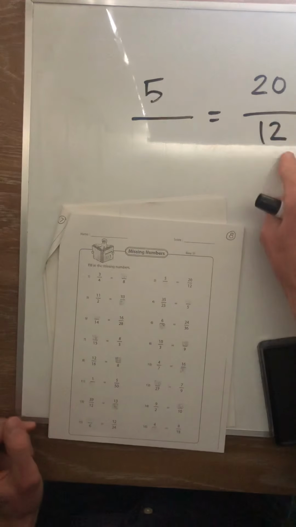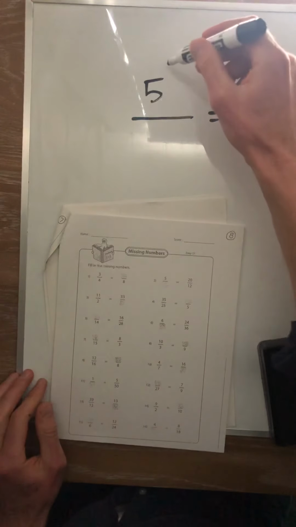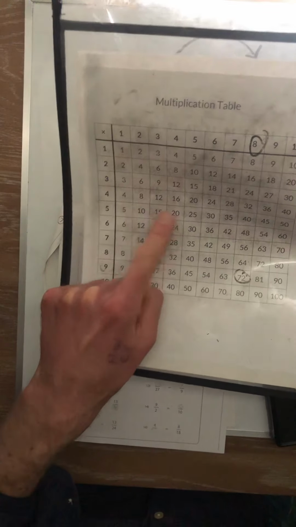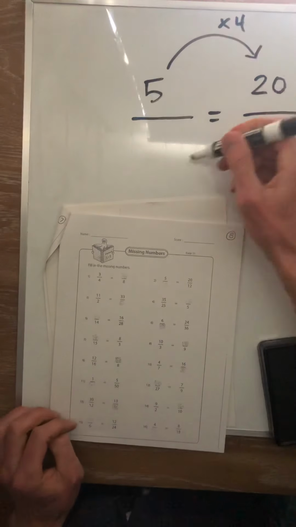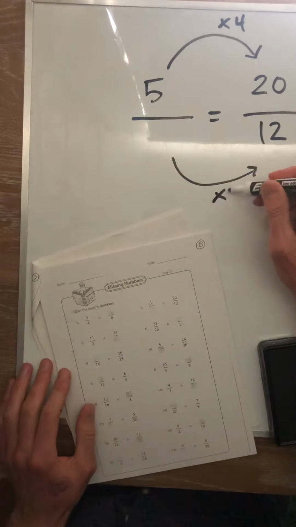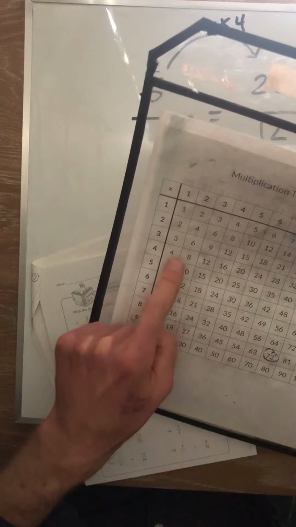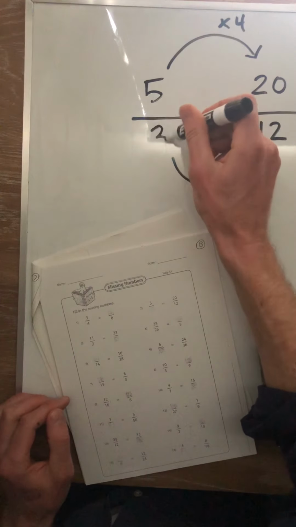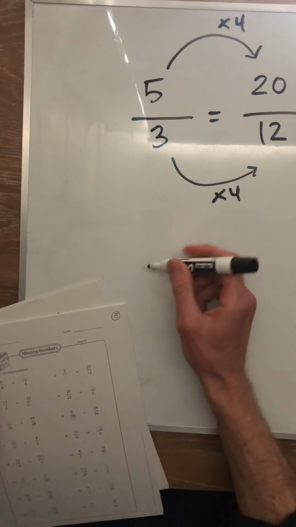We just want to think about 20/12 is 5 what? So you think about, well, how did I get from the 5 to the 20? 5 times what is 20? And you probably know that, but if you don't know it offhand, just look at your 5s. 5, 10, 15, 20. 5 times 4 is 20. So now the mystery number times 4 will be 12. What times 4 is 12? Find your 4s. 4 times 3 is 12. So it's 5/3.